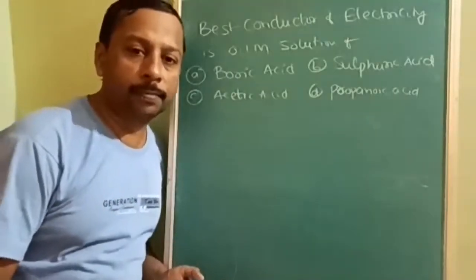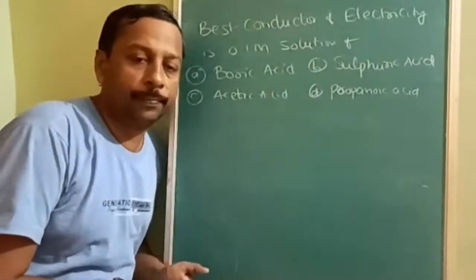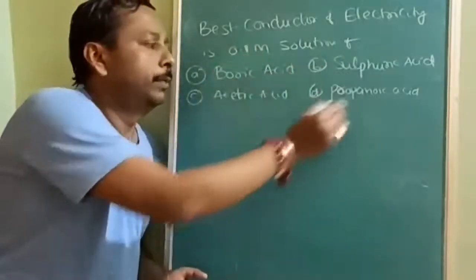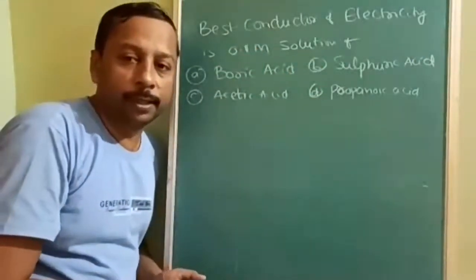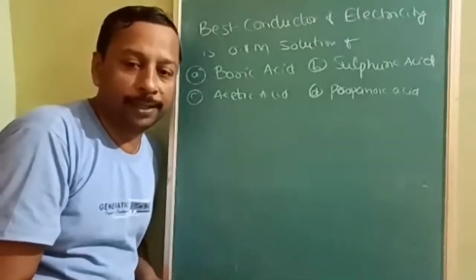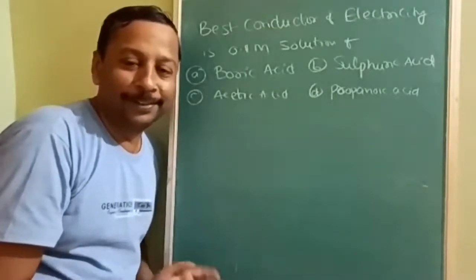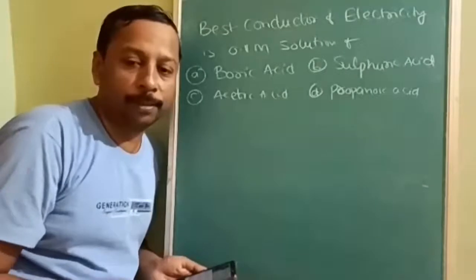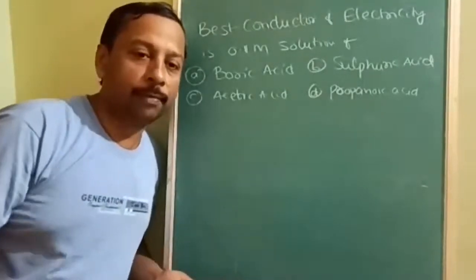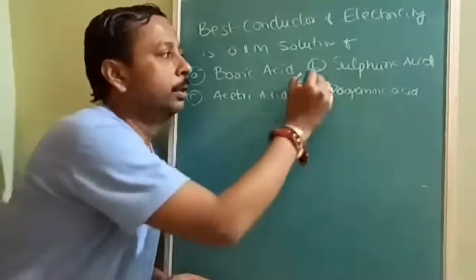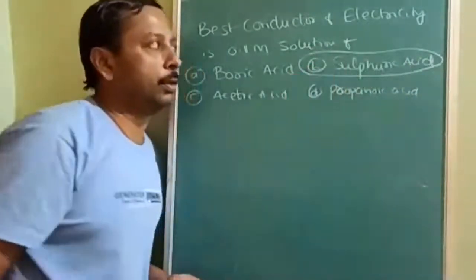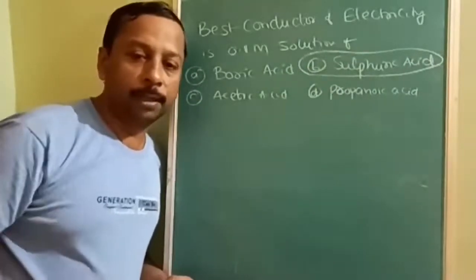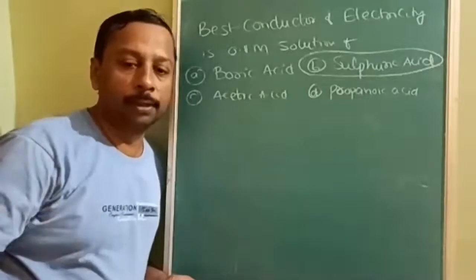Okay, next question: the best conductor of electricity is a 0.1 molarity solution. That means all have the same concentration, and you have to identify the maximum conductivity. Simple, it is a question of weak electrolyte and strong electrolyte. Sulfuric acid, being a strong electrolyte, is the best conductor because it completely ionizes to give the maximum number of H plus and maximum number of OH minus.